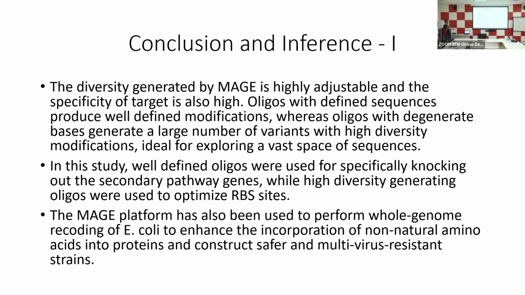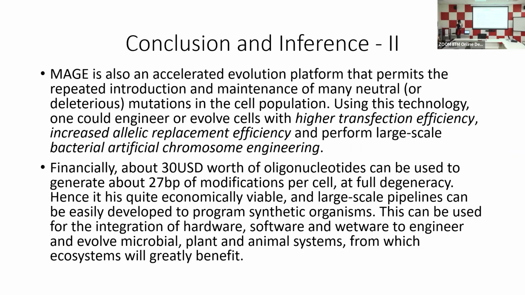I mean, also the percentage of specificity in each oligonucleotide, in order to completely optimize the pathway of any sort. It has also been used to perform whole genome recoding, to enhance incorporation of non-natural amino acids, and construct safe multi-phage resistant strains. Finally, it's an accelerated evolution platform that permits repeated introduction and maintenance of many neutral or deleterious mutations. So basically, using this technology, one could engineer cells with higher transfection efficiency, which basically is making cells that are naturally competent, in order to engineer them better.